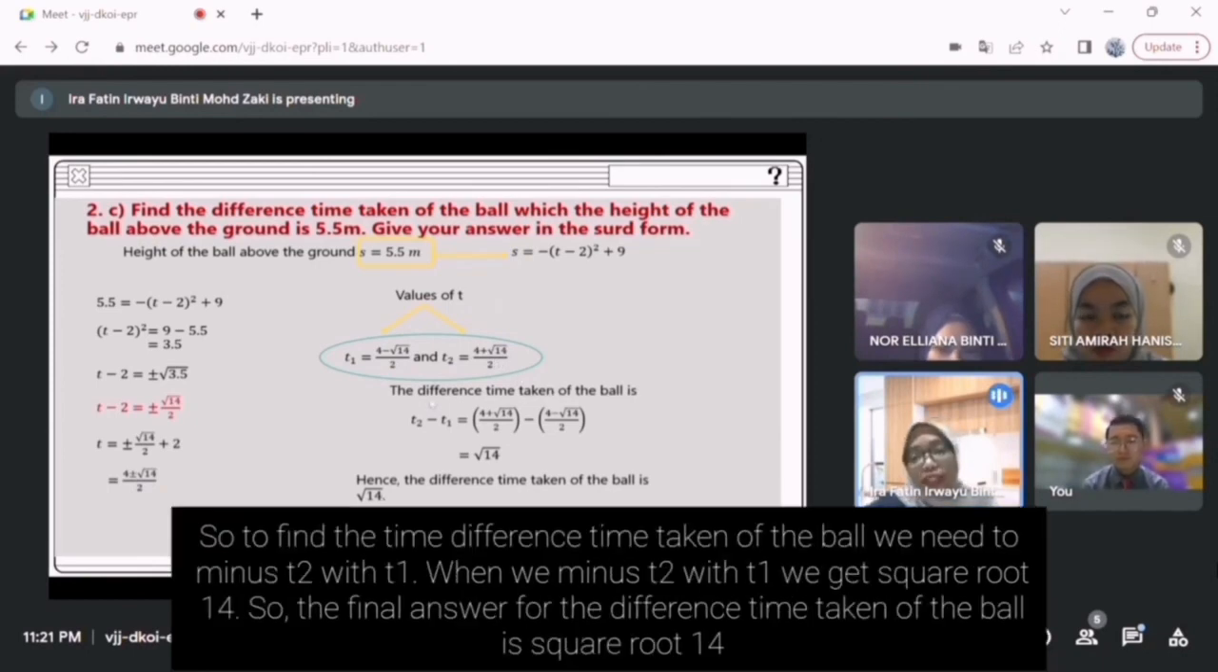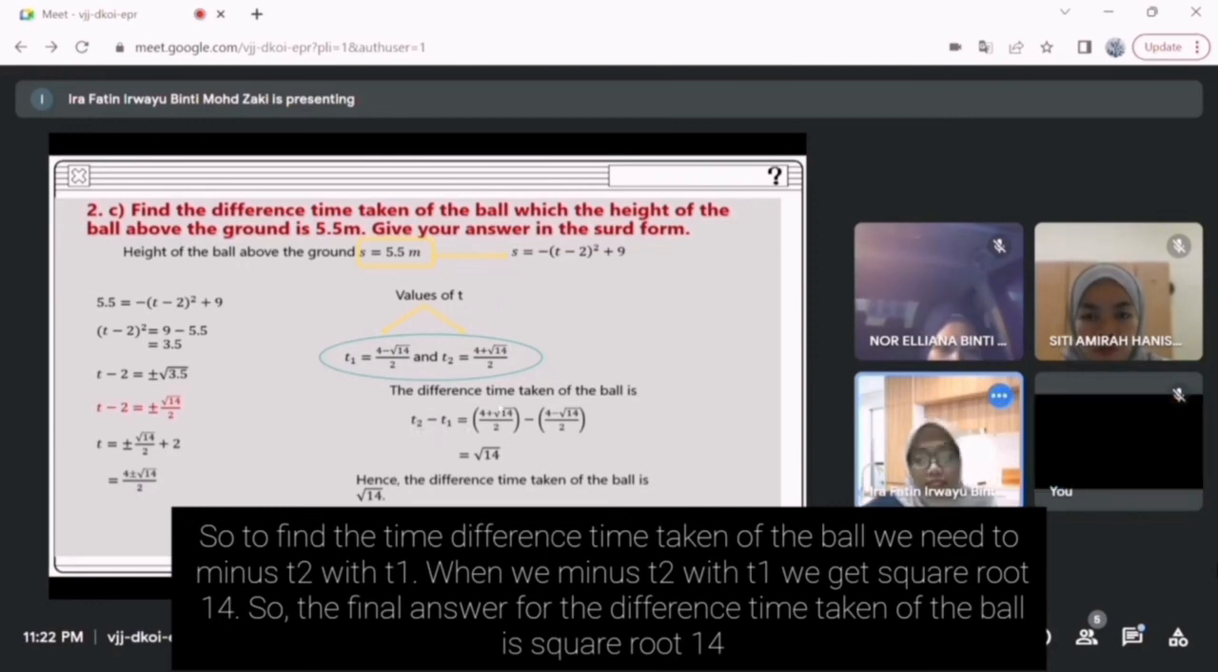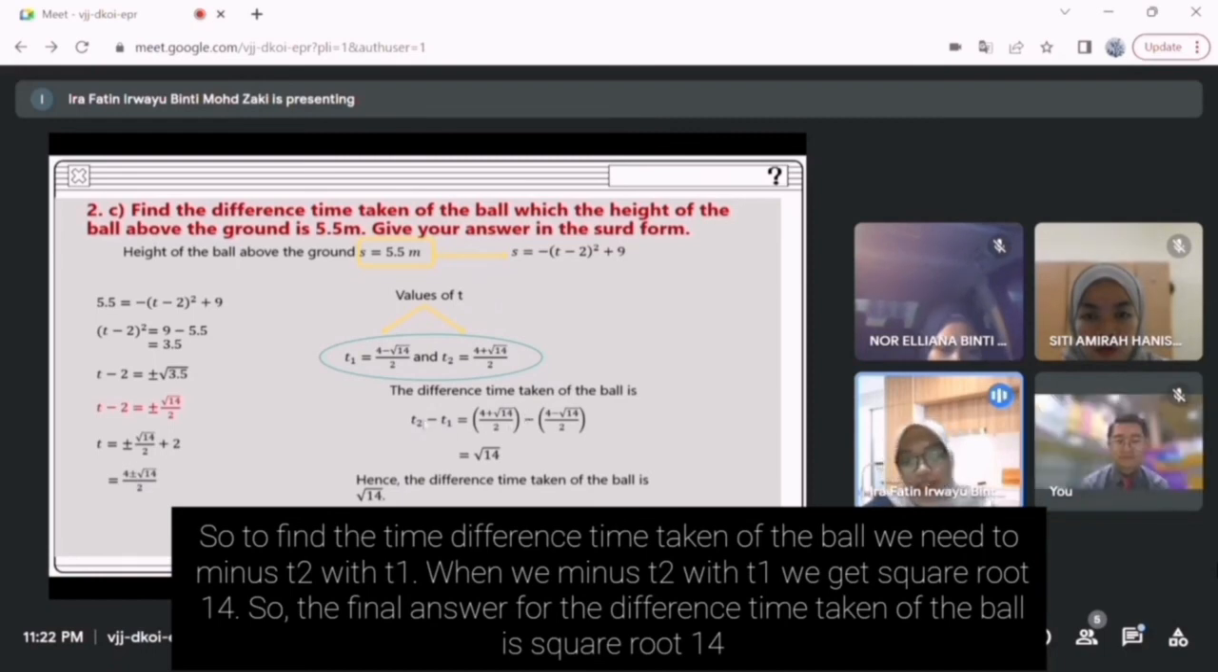To find the difference in time taken of the ball, we need to do t2 minus t1. When we subtract t1 from t2, we get square root 14. So the final answer for the difference in time taken of the ball is square root 14.